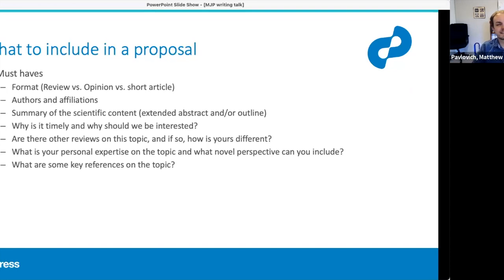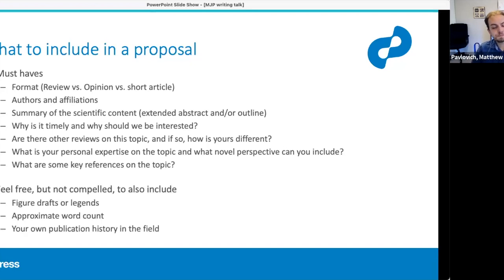And then finally, some key references. This is helping us to understand where the field is right now. What are you going to be citing in your review? And then why is that timely again? You can also include things like figure drafts or legends, word count, just to make sure that it's a good stylistic fit, your own publication history.